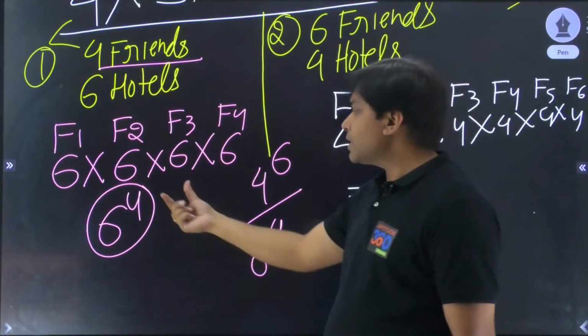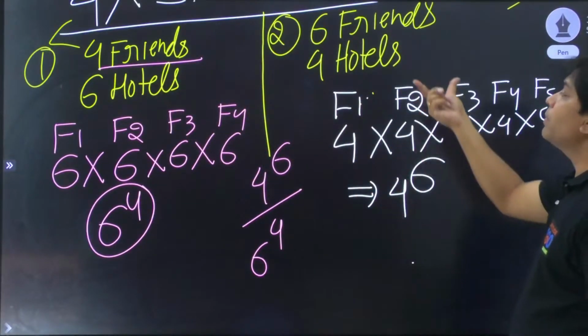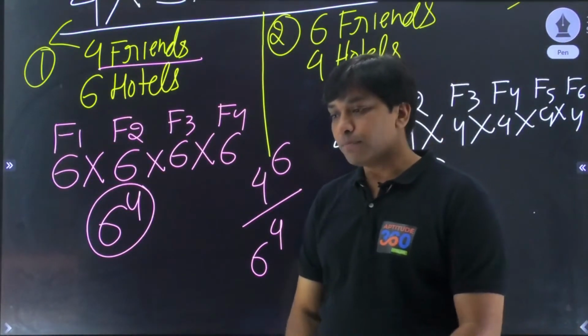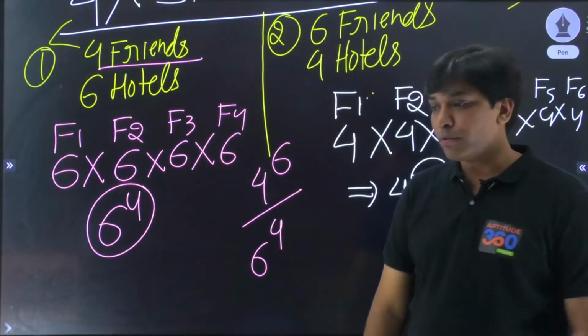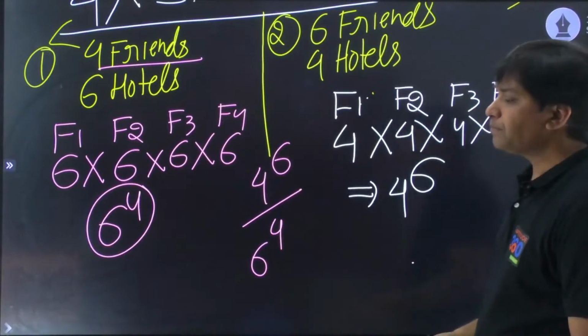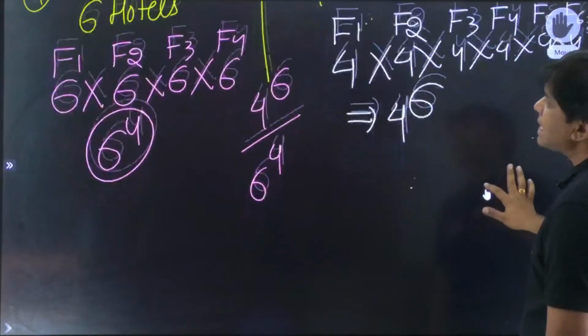So the answer of this problem would be 6 raised to 4 and the answer of this problem will be 4 raised to 6. Does this make sense to you all? Does this make sense to you all? Is that okay? Yes or no?